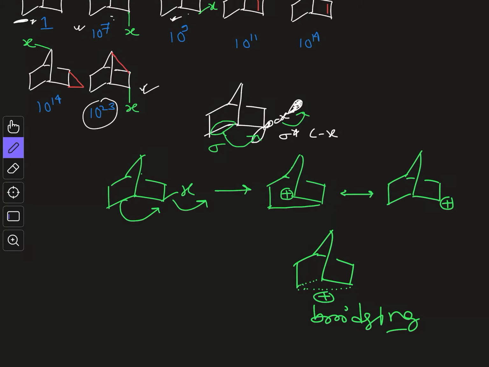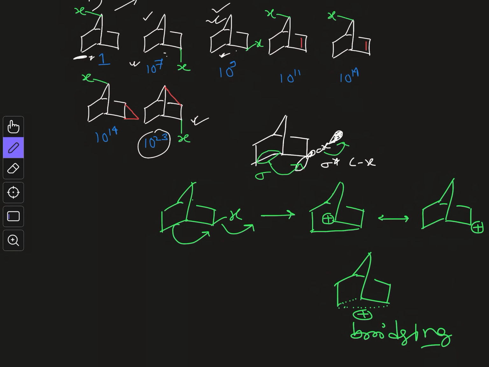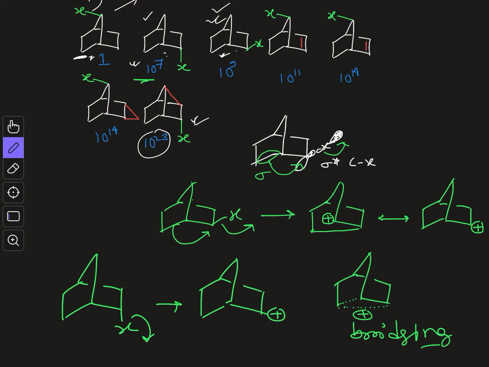So this bridging stabilizes a carbocation, and if you consider the previous one, the rate of which is 10 to the power 7, for that also, if the X goes, you can have the same bridging carbocation, because you will have this carbocation initially, which can then form the same bridged carbocation. So both this one and this one will give the bridged carbocation, but why is the rate faster for this one?